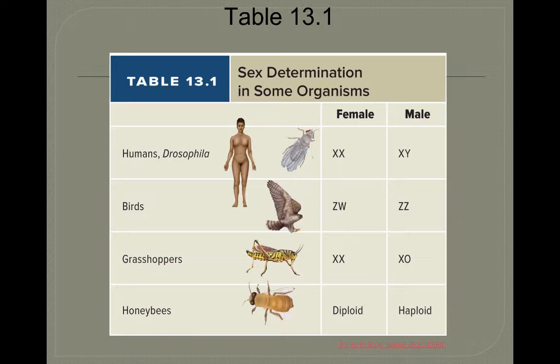And so sex determination varies in a lot of organisms. Humans and Drosophila have the XY, birds have the ZW, grasshoppers are the XO, and honeybees are diploid or haploid, females being the diploid of the species.